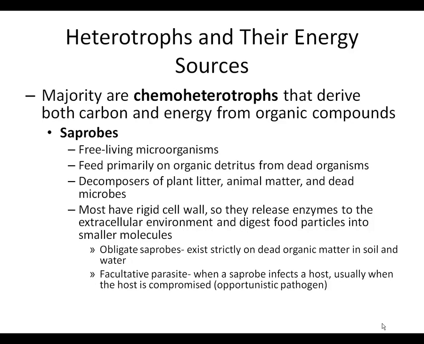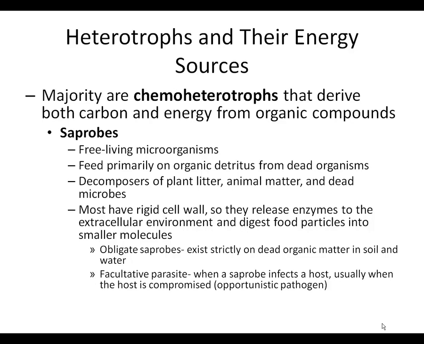These are our decomposers. You've got a lot of fungi, a lot of bacteria. These are saprobes, and these are going to be those that decompose plant litter. They're going to decompose animal matter, dead microbes. So whatever organic molecule is available from some sort of dead byproduct, they are going to use that as a source of nutrient and a source of energy.